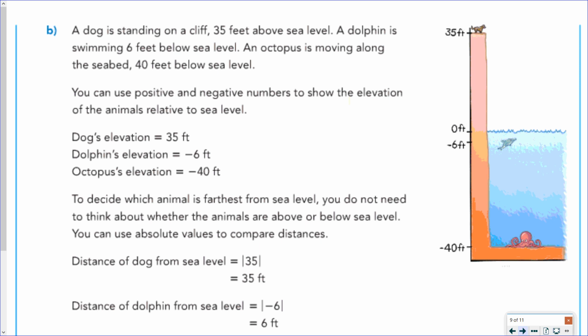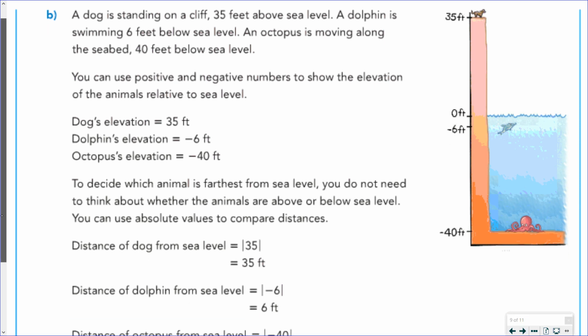Here we have 3 animals and their relative position to sea level. You see we have the dog up on the cliff there, and he's 35 feet above sea level. The dolphin is 6 feet below sea level, and the octopus is on the seabed 40 feet below sea level. So we could use positive and negative numbers to show the elevations. Since the dog is above sea level, he would have a positive 35 feet. And since both the dolphin and the octopus are below sea level, you would write their elevations as negative.